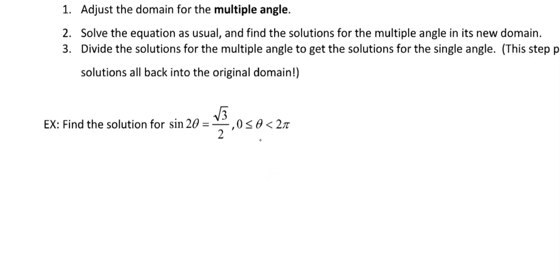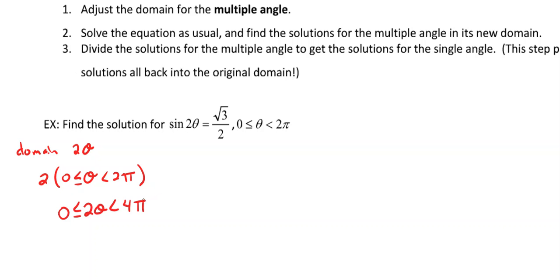So now, to begin with, if this is our domain, then what we can say is that the temporary domain here for 2 times the angle would end up being 2 times what we had going on there, right? 2 times theta being greater than or equal to 0 and less than 2 pi. Okay, so our new domain for 2 times the angle is going to be from 0 and less than 4 pi. So why that's useful is when I actually solve this thing, I'm going to get all the answers in this domain. Okay, I'll show you what I mean.